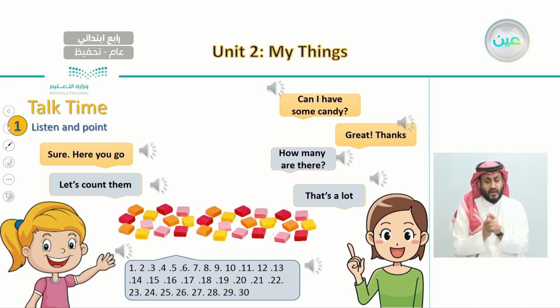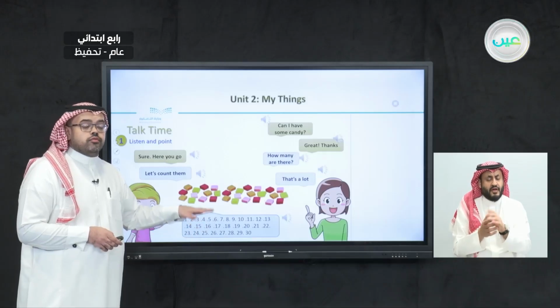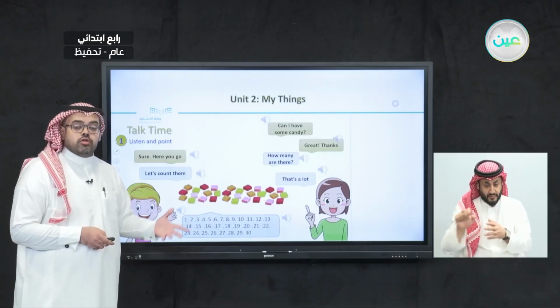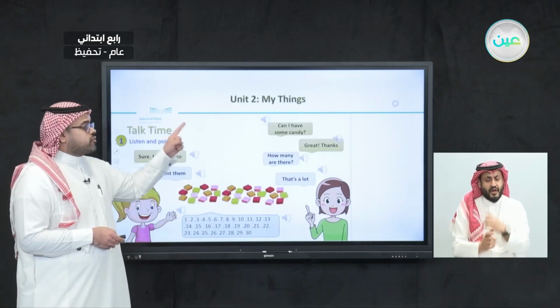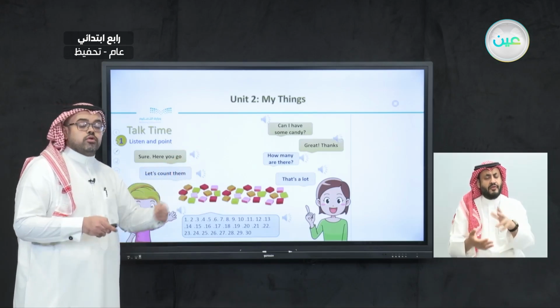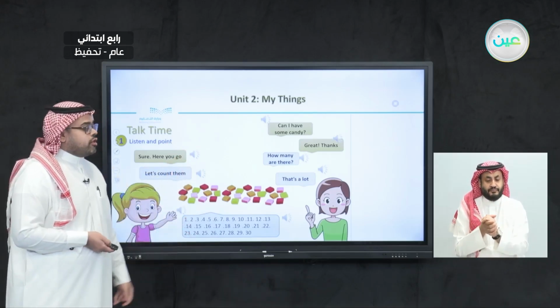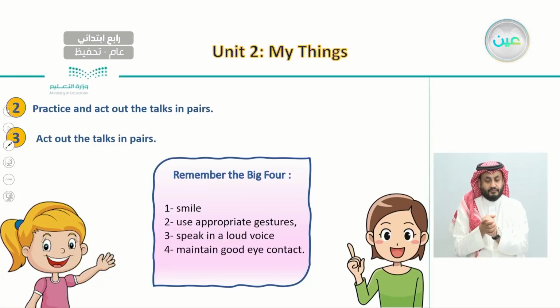That's a lot. Very well. Now we have listened to this conversation again, and now we know how to count from 1 to 30, and also what to use if we want to ask for permission, and also if we want to give people what they need. So it is important that you try to practice and act out these talks in pairs.